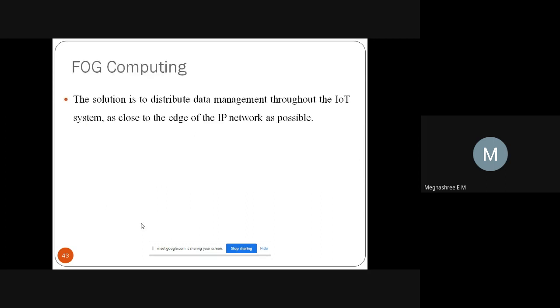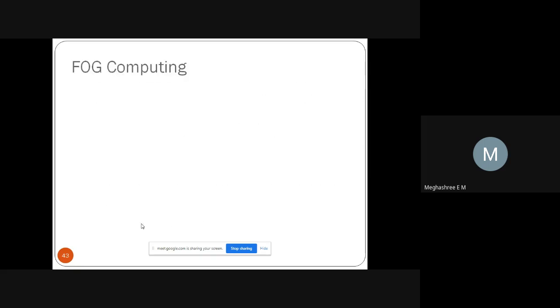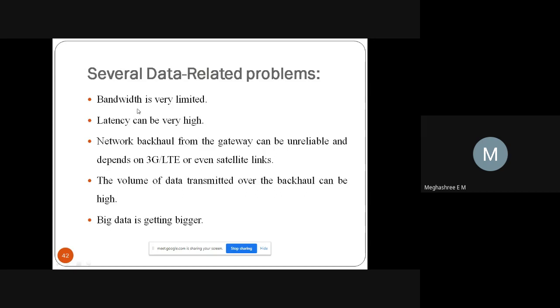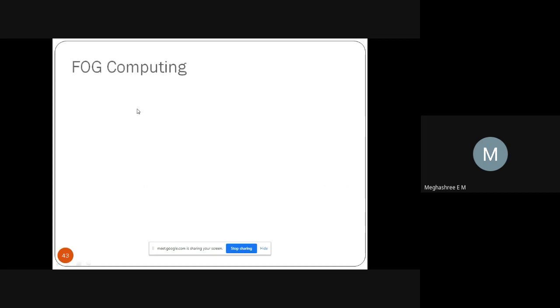And next, the solution for all the data-related problems with respect to the traditional model: we have a solution, that is fog computing.